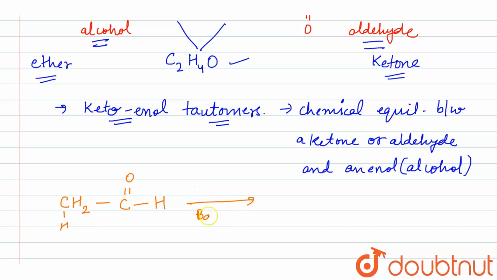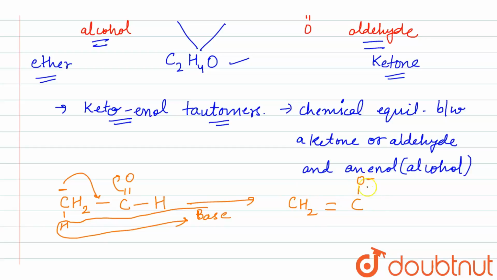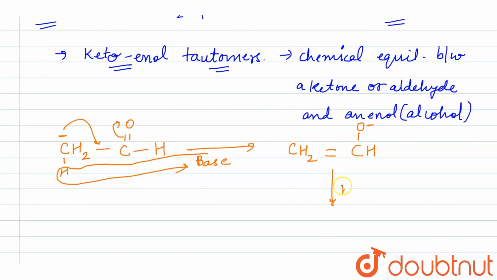So if I take a base here, this base attracts this hydrogen and removes it. After removing, there will be shifting of the bond. There will be a negative charge on this carbon, and this negative charge will shift here, and this bond will be shifted here. So this will become CH2=CH-O negative. Now the proton, that is H positive, is attracted by this negative charge on oxygen, and it will form CH2=CH-OH.